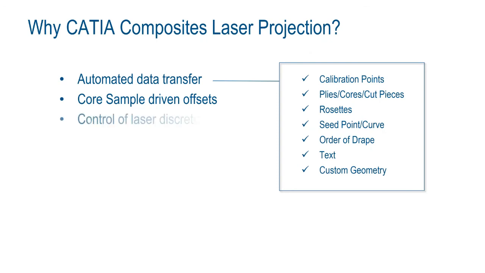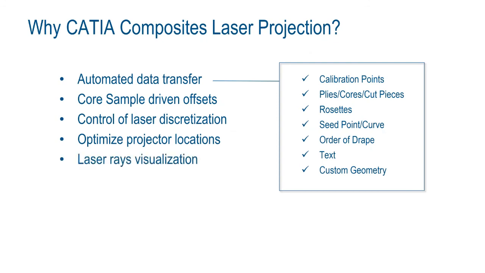This works together with the laser discretization, which is always a tough word to pronounce, which we have the ability to influence. It's a nice feature to have, and so is the ability to optimize the projector locations. It helps to be able to digitally mock these up within CATIA before committing to where the tool and the laser heads are going to be located in the shop. We can visualize the laser rays, which is great, especially working with multiple laser heads.